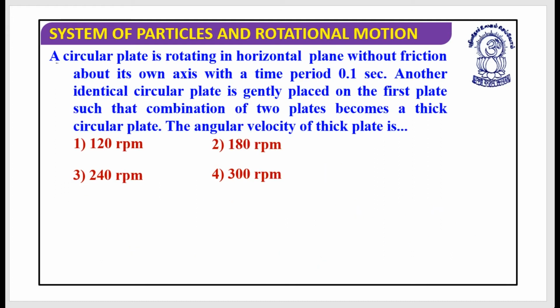Do it quickly. It says that a circular plate is rotating in a horizontal plane without friction about its own axis with a time period of 0.1 second. Now, another identical circular plate is gently placed on the first plate such that the combination of two plates becomes a thick circular plate. And I want the angular velocity of this thick plate. That means I want the angular velocity of this combined system. How will you do this? How could we do this?